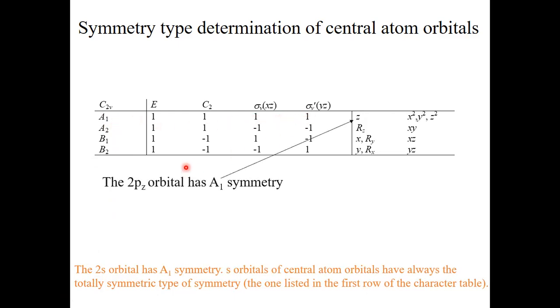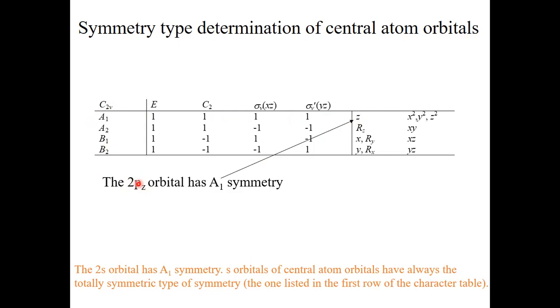So now what about the p orbitals? Now you can simply look where the respective mathematical functions are located in the character table and then read the symmetry type from there. So you know that the pz orbital is a linear function of z. You see that the letter z appears in the first irreducible representation with the symmetry type A1. That tells you that the 2pz orbital has the symmetry type A1.